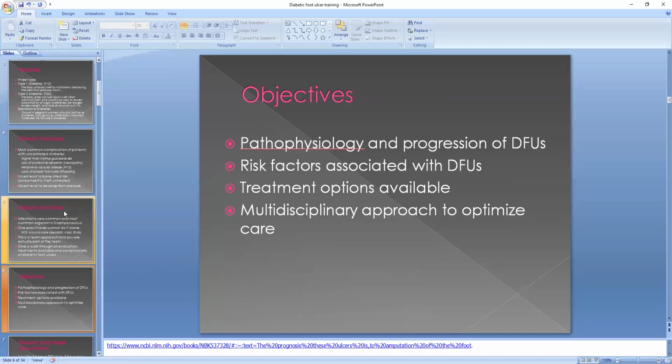So just kind of the objectives of what I'd like to do is talk a little bit about the pathophysiology and the progression of diabetic foot ulcers, some risk factors, the treatment options, and then a multidisciplinary approach to optimize their care.